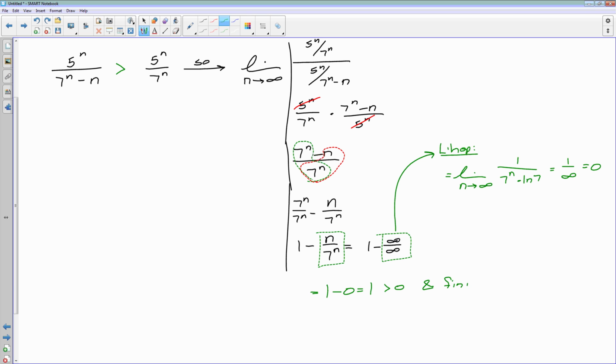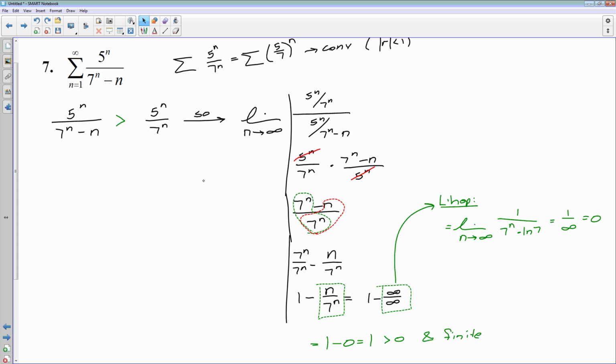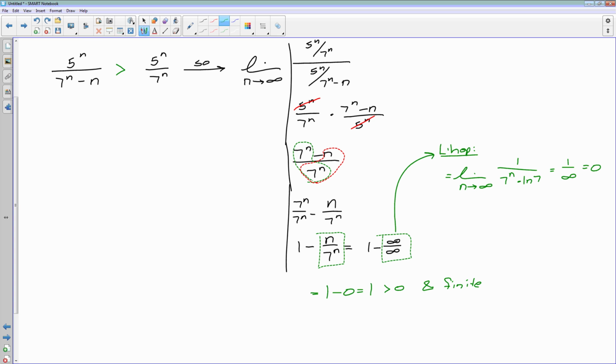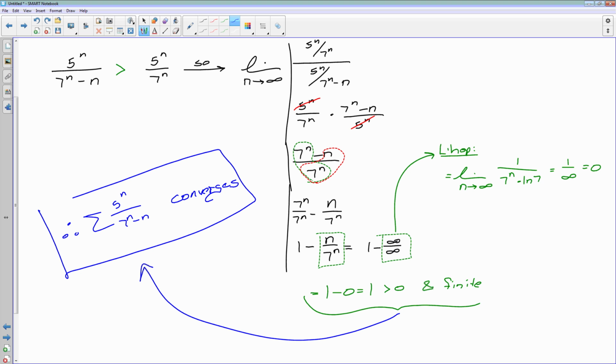And if you have a positive, finite number for your answer to the limit, then both series have the same behavior. And since I compared to a known convergent series, I know that the series in this problem converges. Therefore, 5 to the n over 7 to the n minus n also converges. There we go. So that one got a little bit hairy with the limit. You had to do L'Hopital's rule, and then you had to remember your derivative of exponential functions. But there we go.